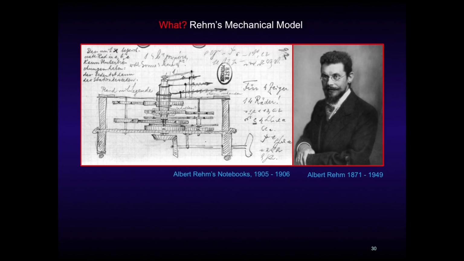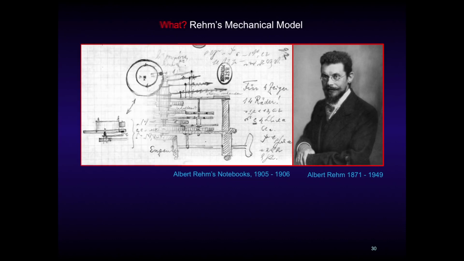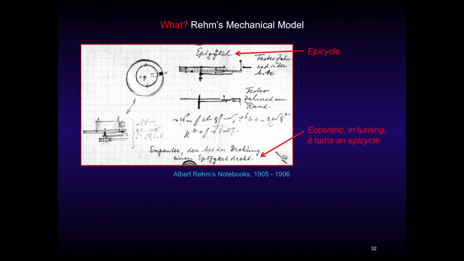You'll see at the top there's 4 coaxial pointers. And this is the form we think now that the front of the mechanism took. Here's another page of Rem's notebooks, and I just want to translate a couple of phrases here. The first says epicycle, and the second says eccentric, in turning it turns an epicycle.